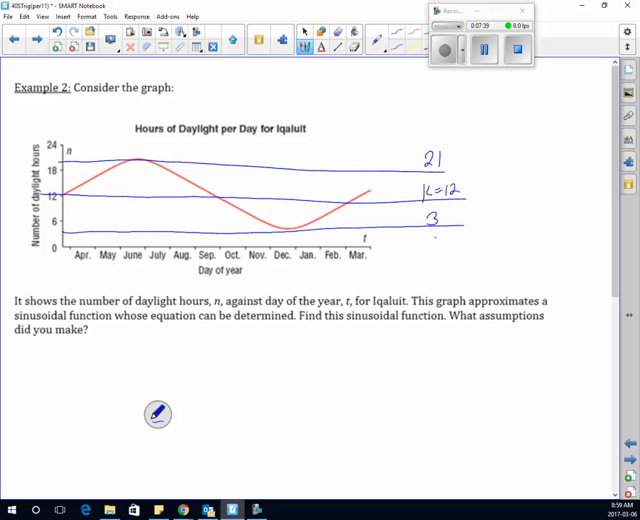Yeah. Okay. What assumptions did I just make? I assume max is 21 hours, median 12 hours, and min 3 hours. If you put that as part of your assumption, you can't mark it wrong, right?